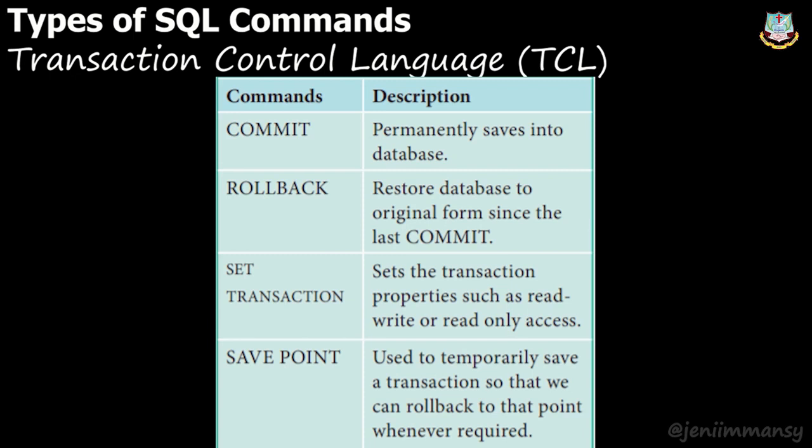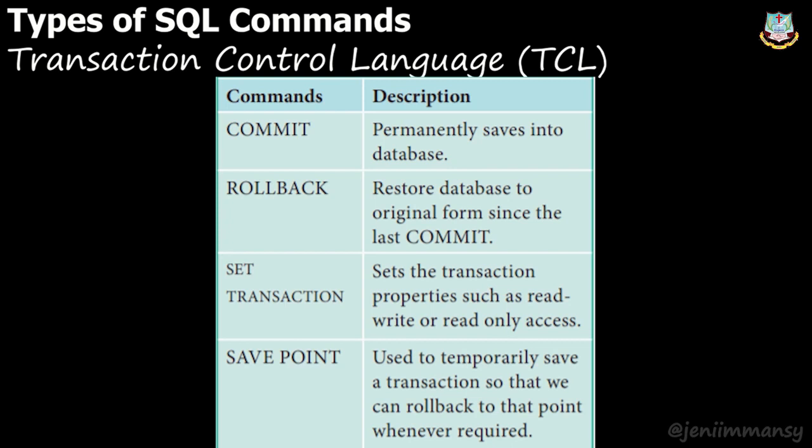Okay, and the next one is savepoint. Savepoint is used to save a transaction temporarily, so that you can roll back to that point whenever required. It is not a permanent save, it is a temporary save. That is savepoint. So commit, rollback, set transaction, savepoint will come under transaction control language.